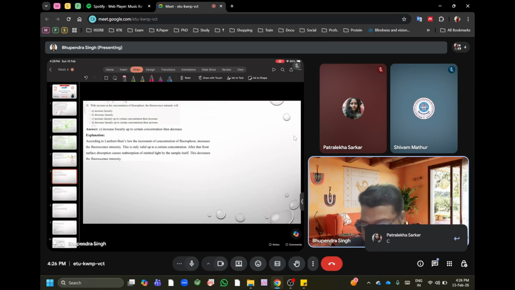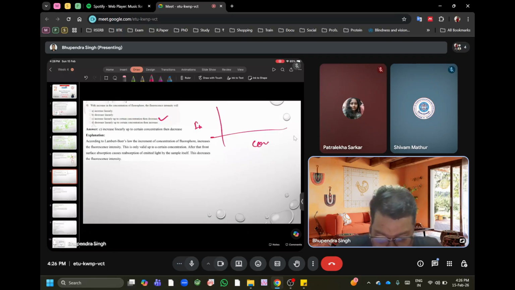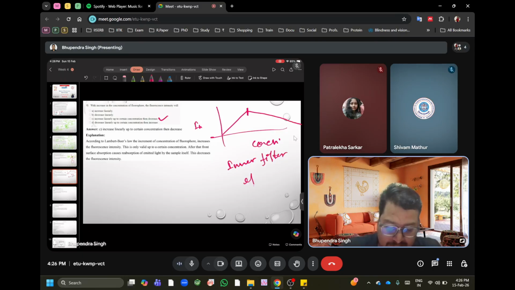C, yes. Because this is your intensity, this is your concentration. As we increase the concentration, intensity will increase, but only up to a certain concentration. Then it starts decreasing and will come back to zero, because of the inner filter effect.